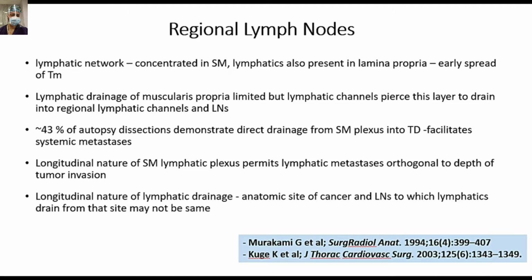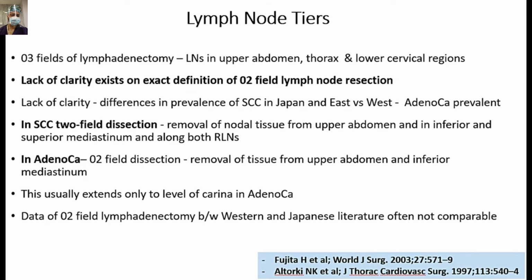Because of the longitudinal nature of lymphatic drainage, the anatomic site of the cancer and the lymph node to which the lymphatics drain may not be the same. So, what are the different lymph node tiers for the esophagus?